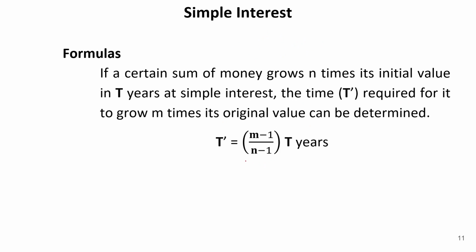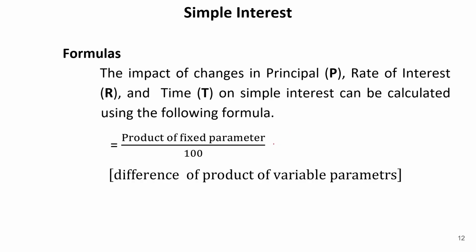If a certain sum of money grows n times its initial value in t years at simple interest, the time t' required for it to grow m times its original value, that is the new time, can be determined as t' = (m − 1) / (n − 1) × t years.